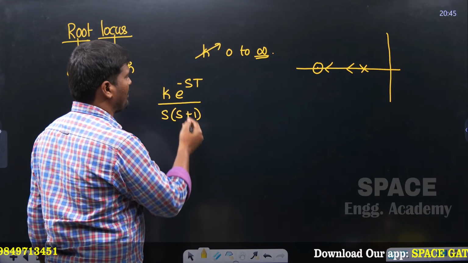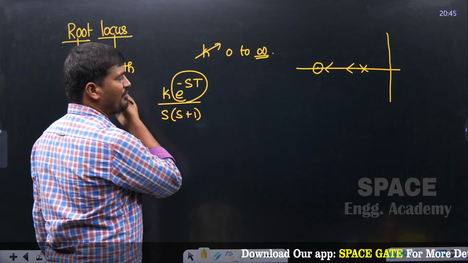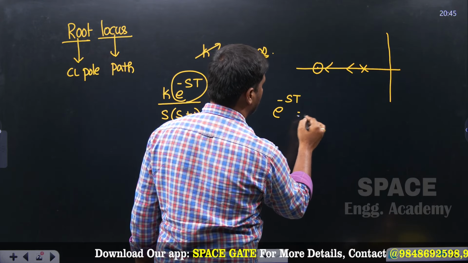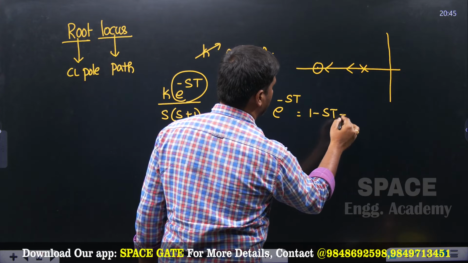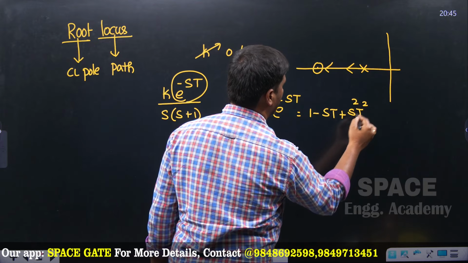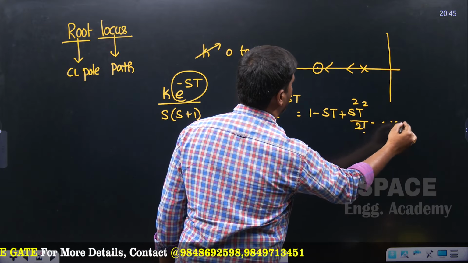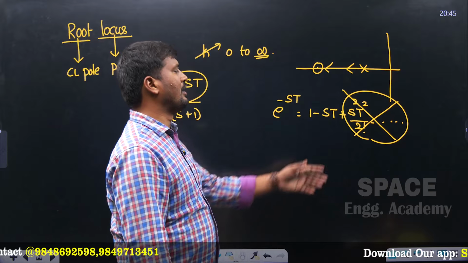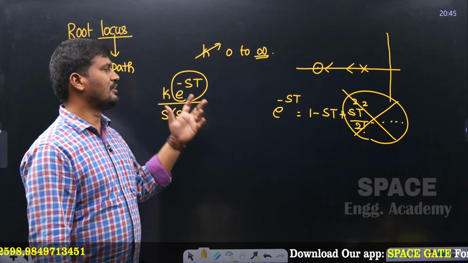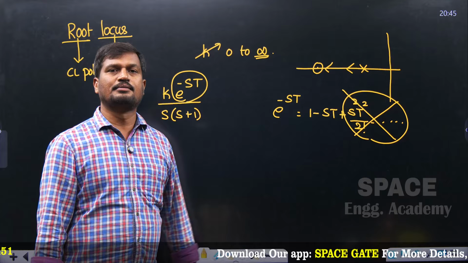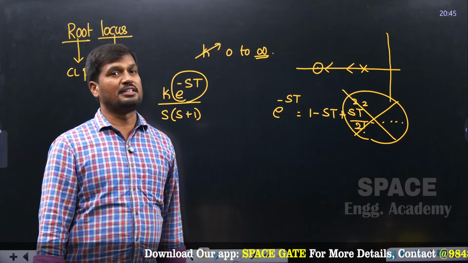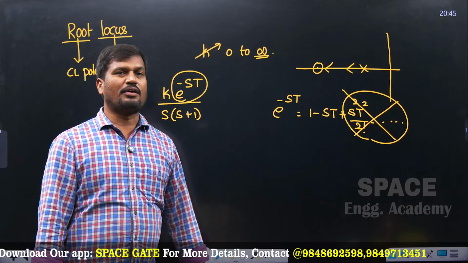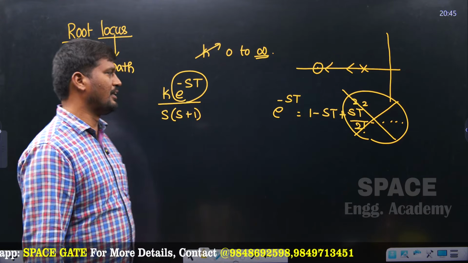But whenever a transportation lag or dead time is given in the open loop system, that e^(-sT) can be written as 1 - sT + s²T²/2 factorial - and so on up to infinity. Therefore, higher order powers are ignored. If we do not ignore higher order powers, we are unable to construct the root locus for this infinite series. This is more powerful in frequency response. Tomorrow in class I will definitely explain the power of frequency response with respect to the same signal.